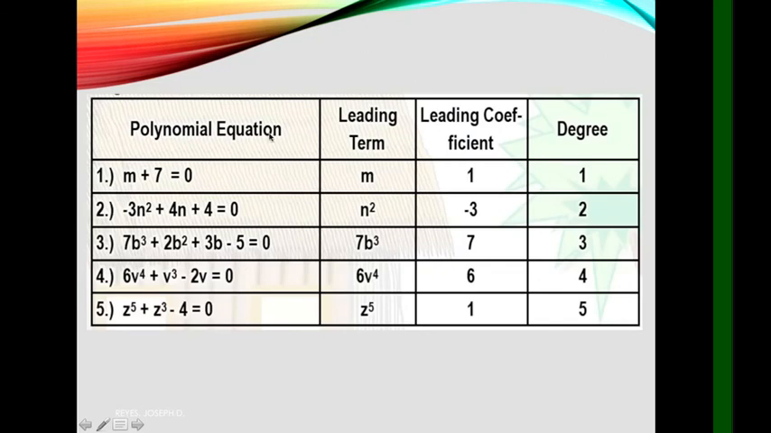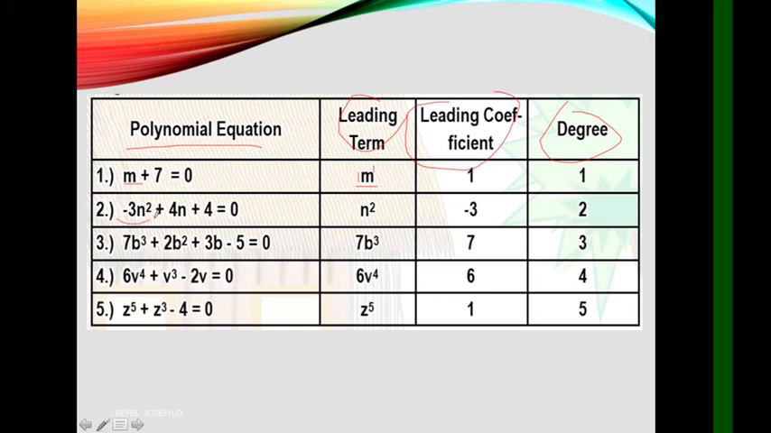Okay, here we have examples of polynomial equations. And we will write the leading term, the leading coefficient, and the degree. The leading term is m. So that's the highest exponent. The leading coefficient we have in m is 1. The degree of m, or the exponent, is 1. So we have also 1 here.